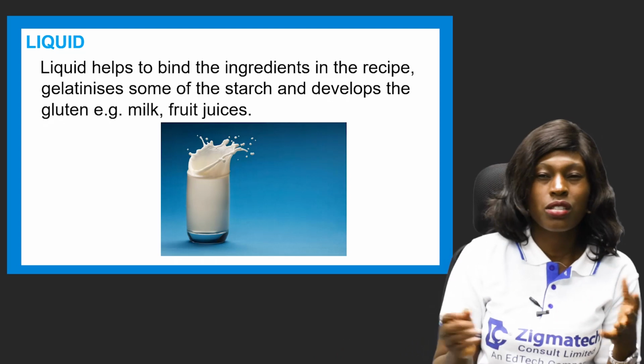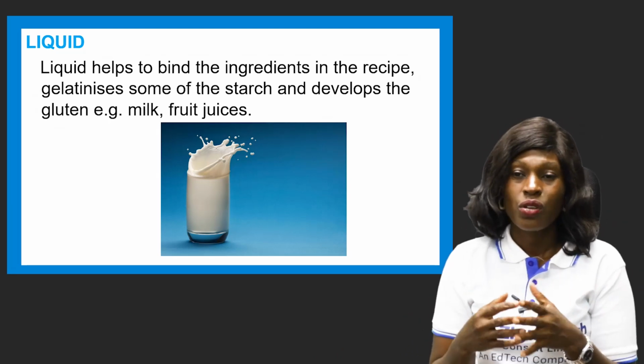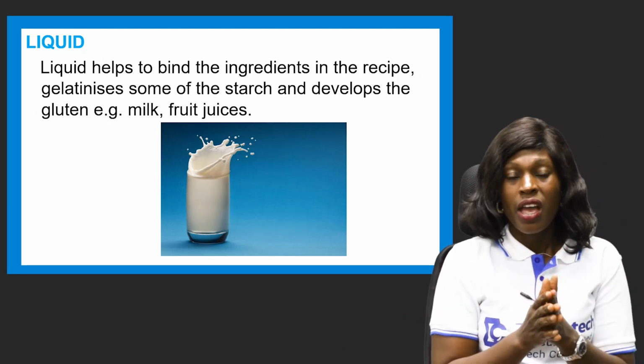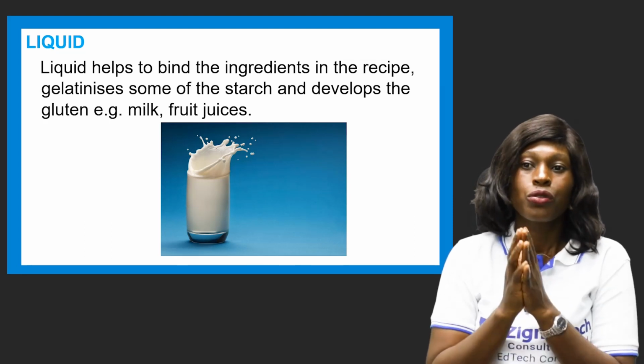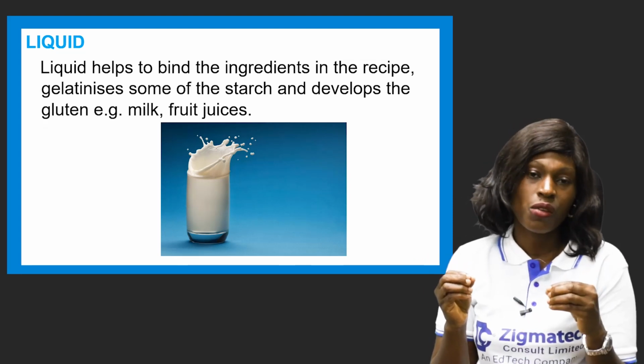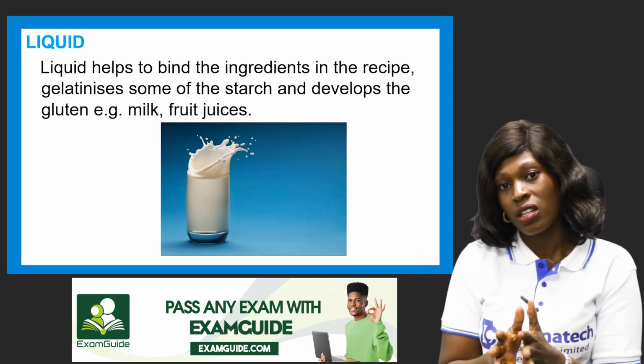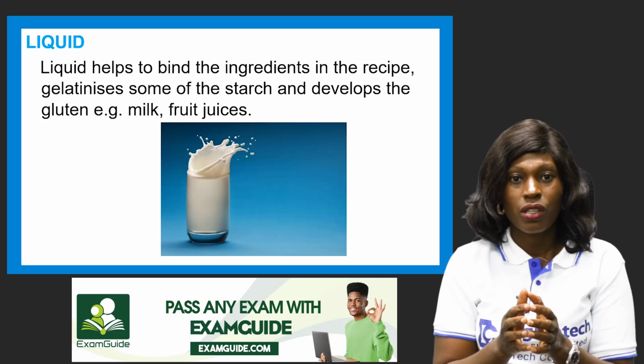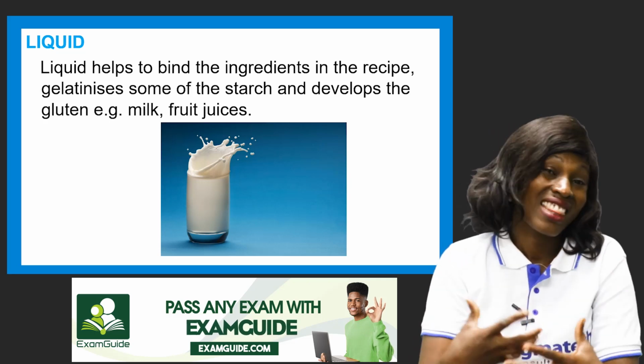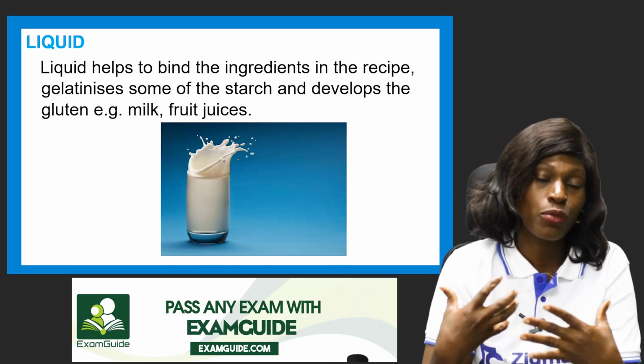Now also we have liquid. It could be water, milk, or fruit juices. You can use them. What does liquid do in your flour mixture? It helps to bind the ingredients in the recipe, okay? Now it gelatinizes some of the starch and develops the gluten. You know, it brings them together.